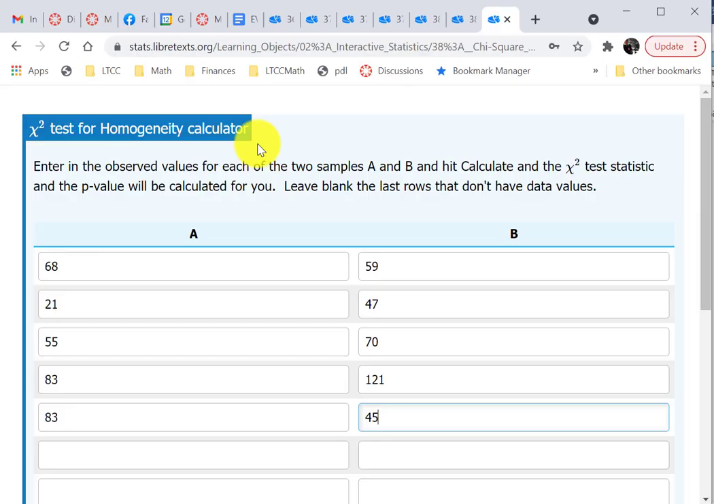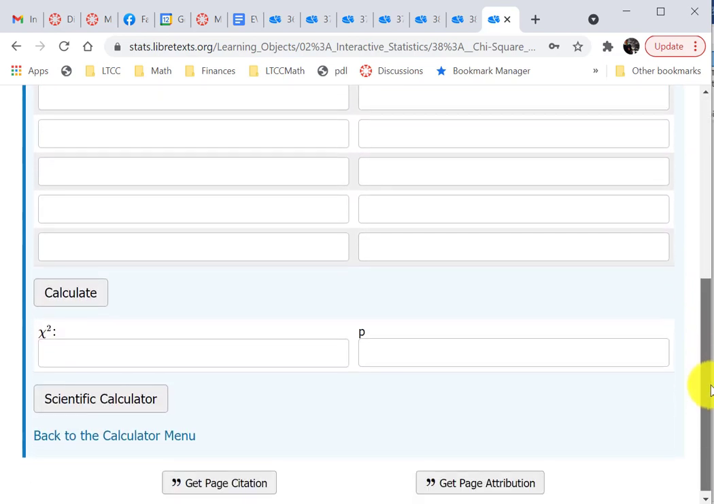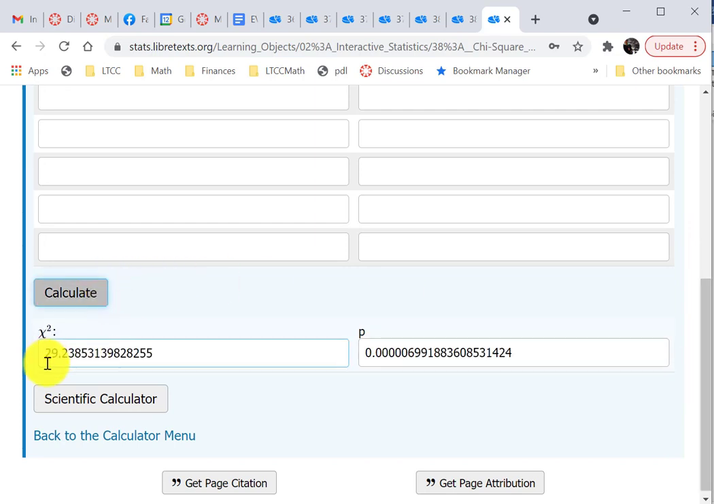So let's do that. Here's the calculator again. And this time, to save you some time, I put in all the data for the men and for the women. I just scroll down and I hit calculate. And look at this. Our chi-squared is 29.2385, etc. And the p-value is tiny, tiny, tiny, 0.0000007-ish. So the p-value is really small. When the p-value is really small, there is statistically significant evidence.